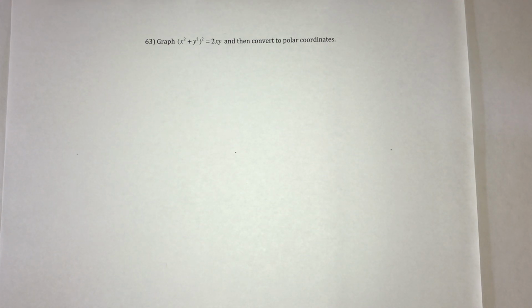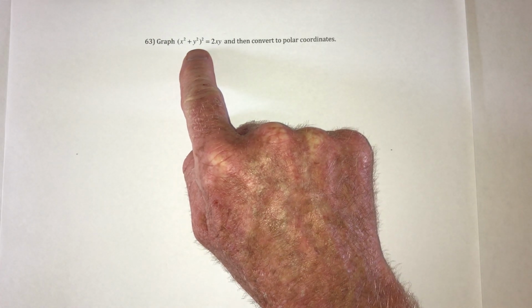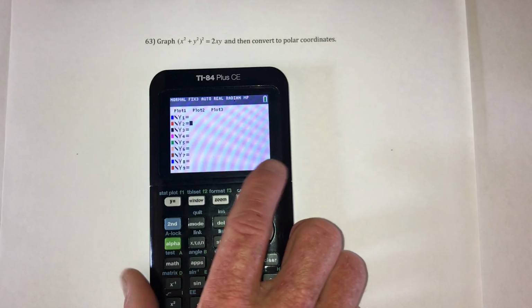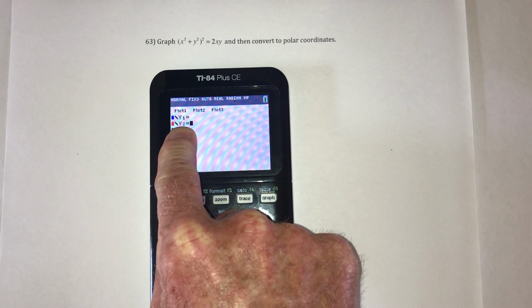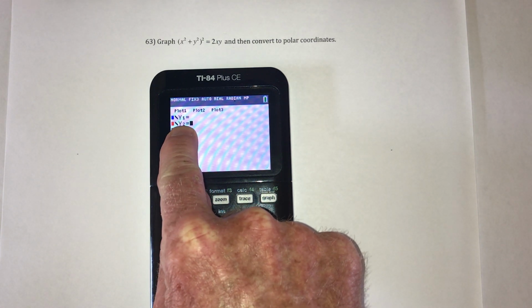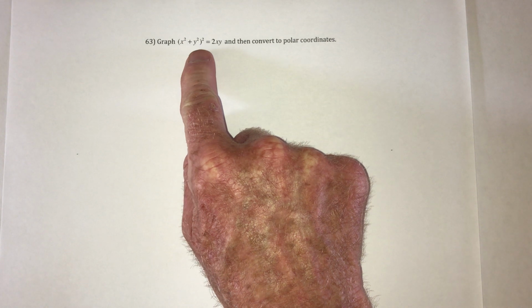Well, I was just looking at this one before I pressed record, and I was thinking, who made up this crazy problem? Oh, wait a second, I did. Because how are we going to graph this? If I try to use this calculator, then you have to put y equals. There's no choice. And on this one, how are you going to solve for y? That would be extremely difficult.